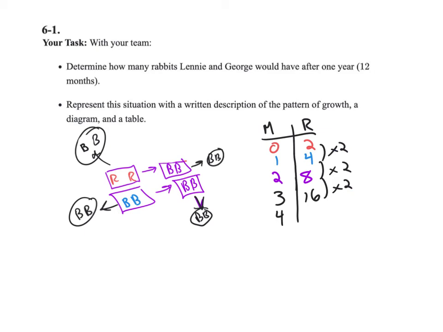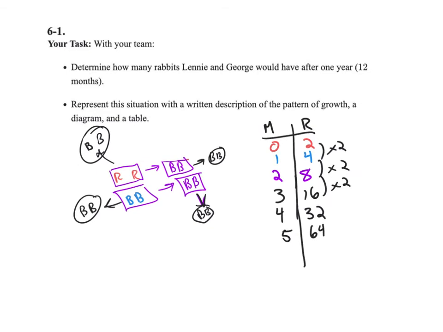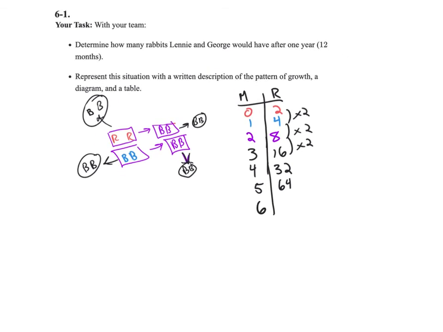Okay, hopefully you came up with that your pattern was times 2. So we're predicting that 16 rabbits is going to turn into 32 rabbits. And then in month 5, that 32 rabbits is going to turn into 64 rabbits. And we're just going to keep going down this table until we figure out how many rabbits there are in month 12. So let's see what that looks like.